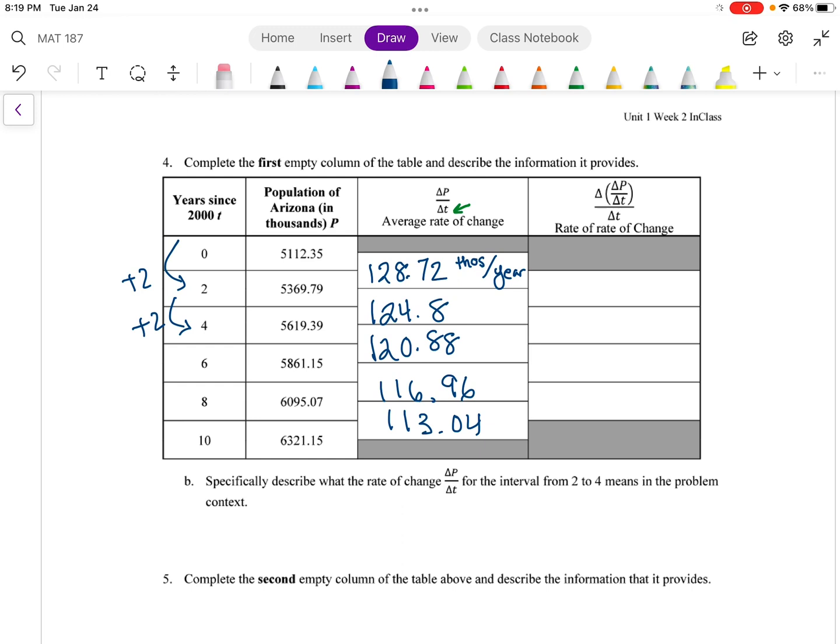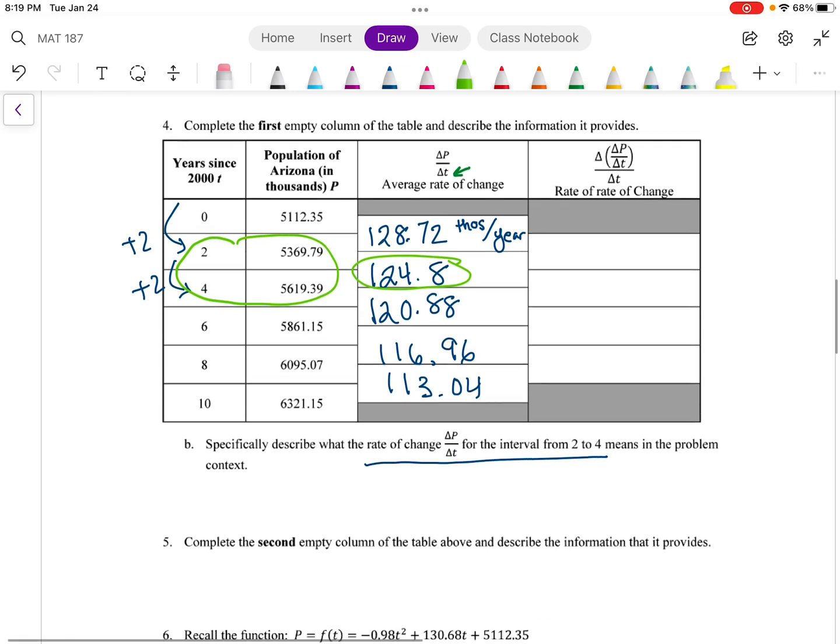So specifically, what does the rate of change on this interval right here tell me about the context of my problem? Well, it's telling me that the population increases at an average rate of about 124,000 people per year between the year 2002 and 2004. And generally looking at all those rates of change, I can see that the population is increasing, just like we knew. We have positive rates of change.